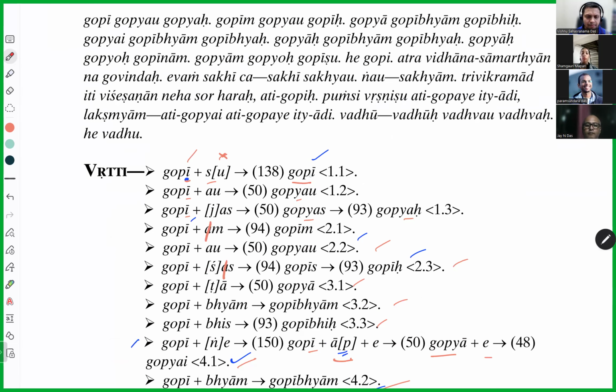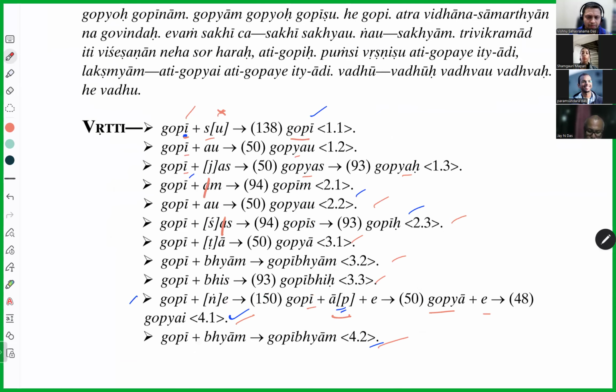Then Gopi plus Au, Idvameva Sarveshware, Gopyau. Then Gopi plus Jas, Idvameva Sarveshware, Gopyas, and Sararame or Vishnu Sarga Vishnu Vedante, Gopyaha. This is actually many gopis. Then Gopi plus A, the m is deleted by the Shavtaradam Shasor Aramaharaha, Gopim. Then Gopyau, Gopi, Gopya, Gopi Bham, Gopi Bhihi. Then when it is 4.1, Nge, Gopi plus Nge.